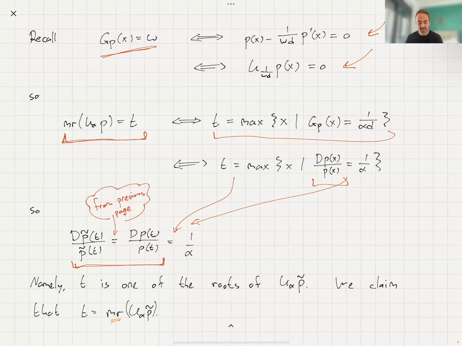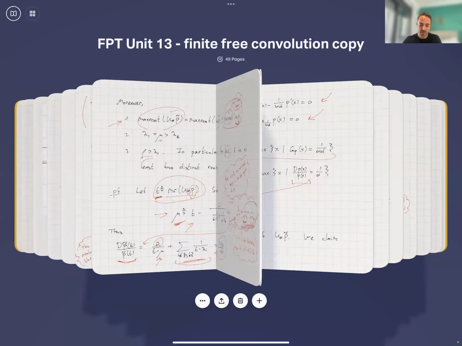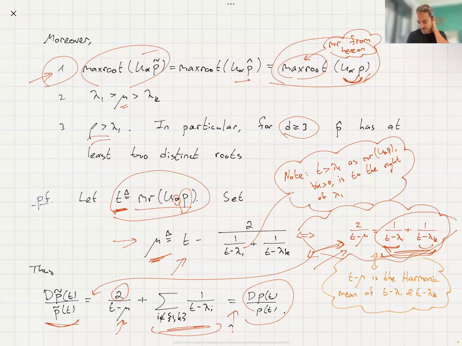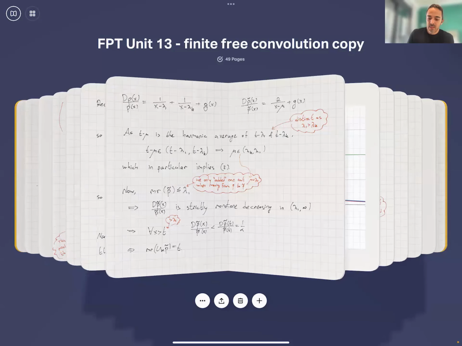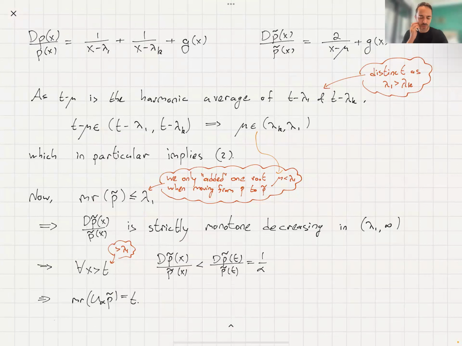As I was saying before, t is one of the roots of u alpha p tilde, and what we want to show is that it's indeed the max root of u alpha p tilde, and that will establish half of the first equality, or a third, depending how you count. But it's transitive, right? You prove 2, you prove 3. So okay, let's see why it's true.